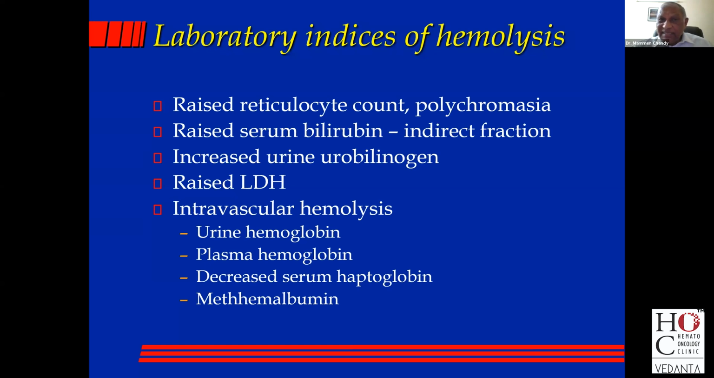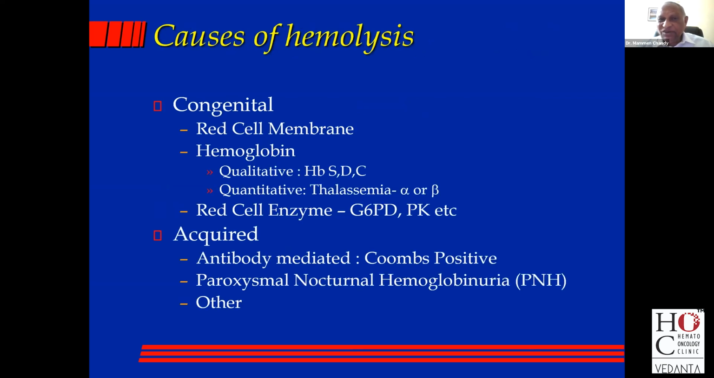So these are the laboratory indicators of hemolysis. Raised retic, raised indirect bilirubin, raised LDH, and for intravascular hemolysis, presence of urine hemoglobin, plasma hemoglobin. These are the indicators of hemolysis. Now coming to the causes. What are the causes? This also is very simple.